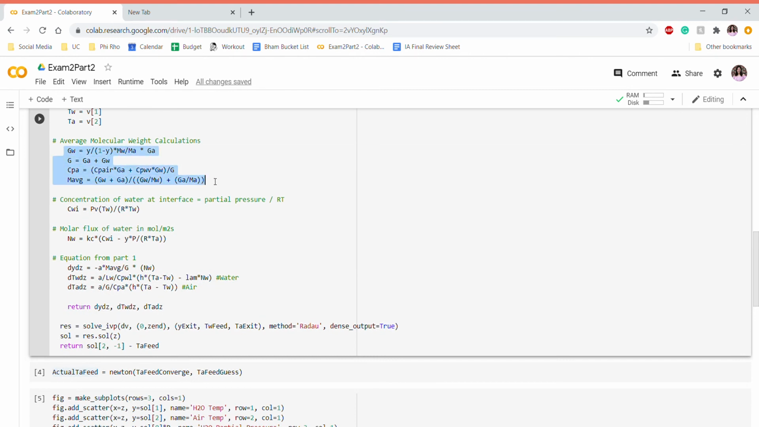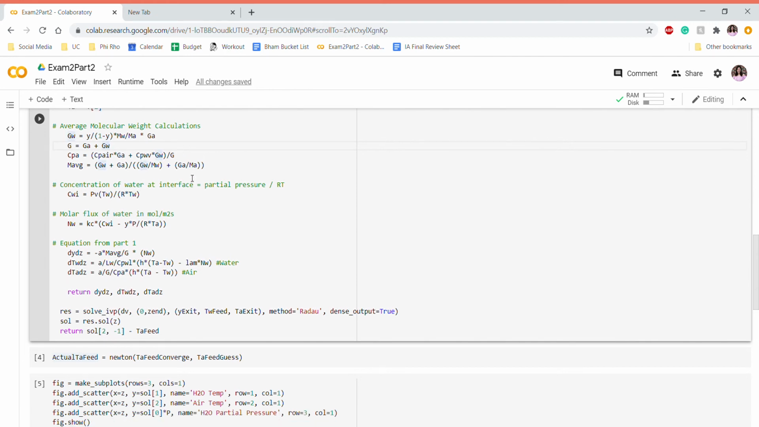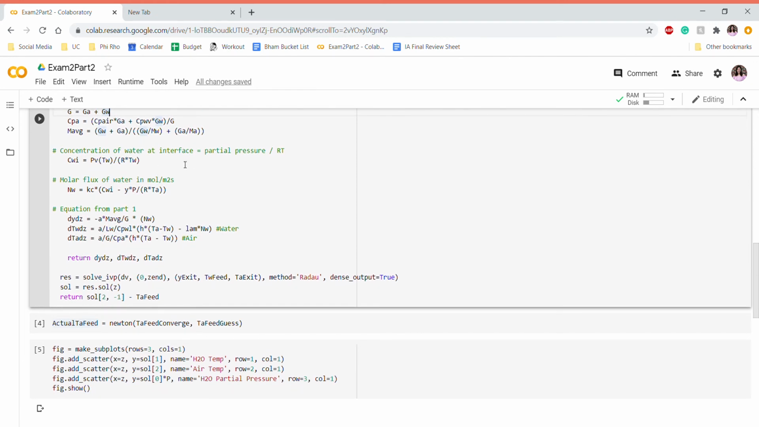These are the calculations needed for average molecular weight, because we needed the flow rate of the air and the mass molecular weight of the air, and so we needed to have those equations initialized beforehand. This again is another important part of the equation, which is the concentration of water at the interface, which is just equal to the pressure at the temperature of the water. That's what this parentheses TW means, divided by the gas constant times the temperature of the water. So this is at the temperature of the water, and then this is times the temperature of the water.